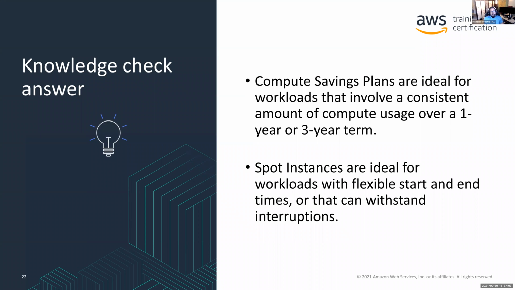Oh, that's pretty good information. Kind of wish that was on the slide, actually. So they were asking what the difference is between savings plans and spot instances. Savings plans is a bucket of compute. You've got 1 to 3 years, with a consistent amount of usage. Spot instances are those flexible 2-minute workloads, right?